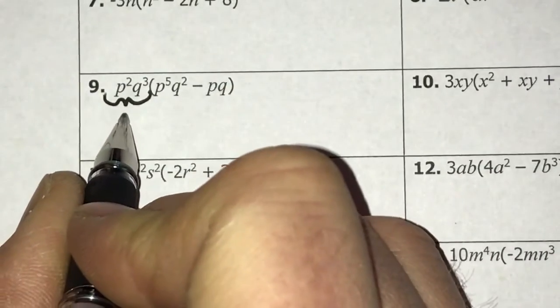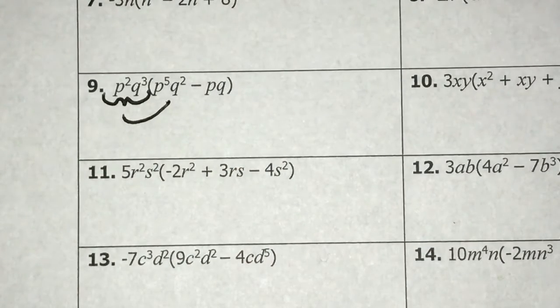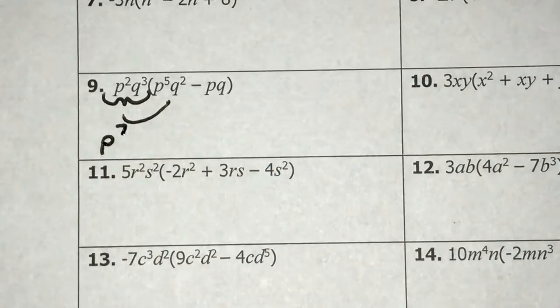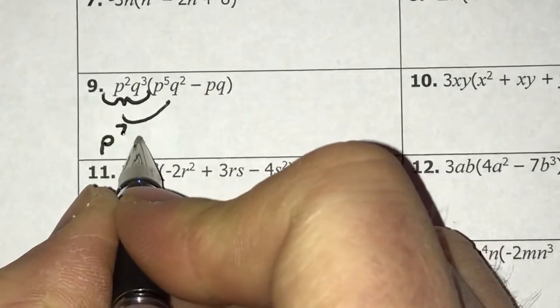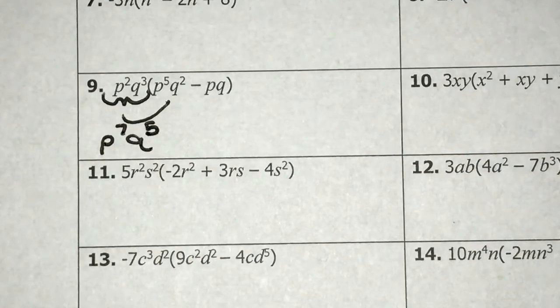Okay. Distribute this through. So p squared times p to the 5th is p to the 7th. Q cubed times q squared is q to the 5th.